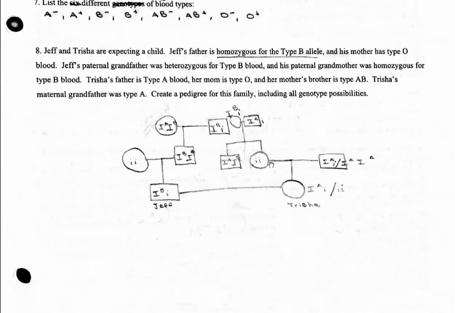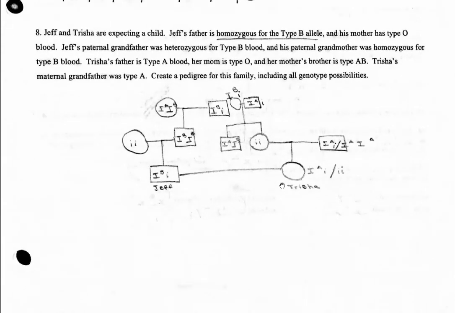Okay. And then I'm going to go through this pretty nice and quickly with you. So, Jeff and Trish are expecting a child. So Jeff, his father is homozygous type B. So please show the big IB, big IB. Okay. His mother's type O, so there he is. So you know that he has to be IB little I as a result.